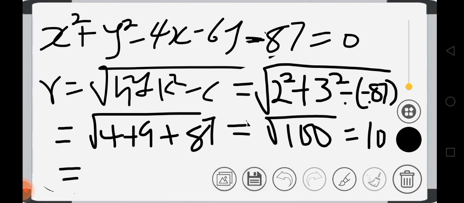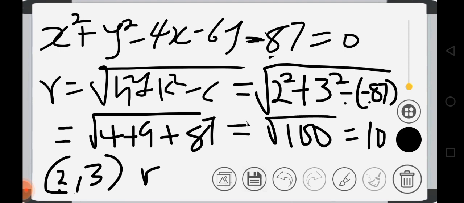That's equal to 10. So in this question now, the center of the circle is 2, 3. That means the x coordinate h is 2, the y coordinate k is 3, and the radius is 10. That is the properties of this particular circle.